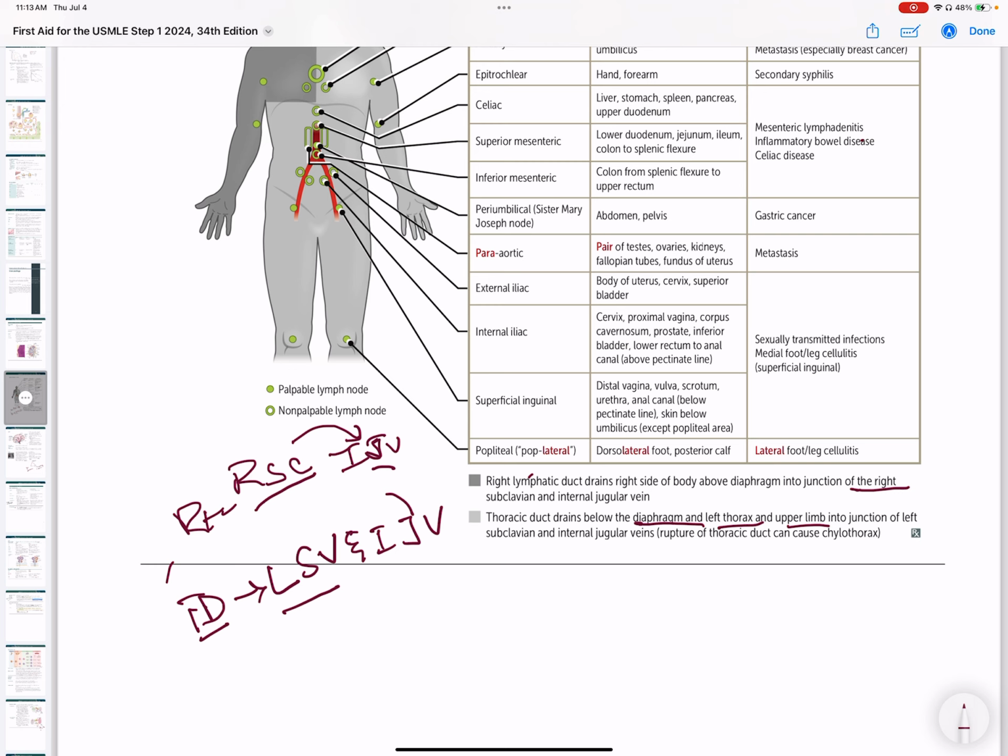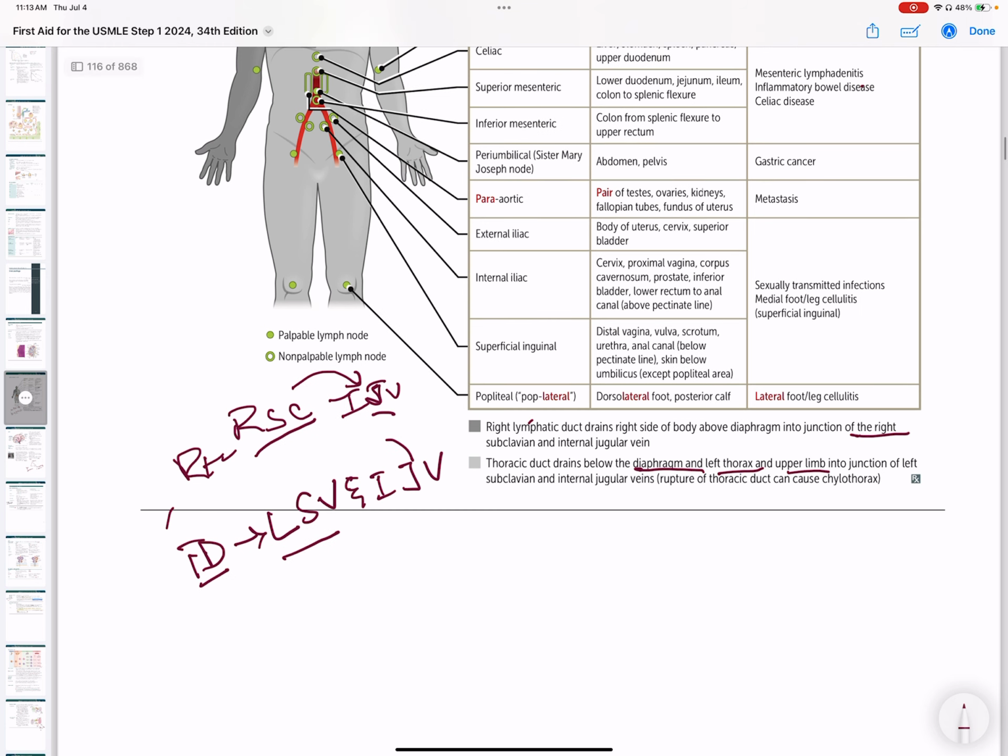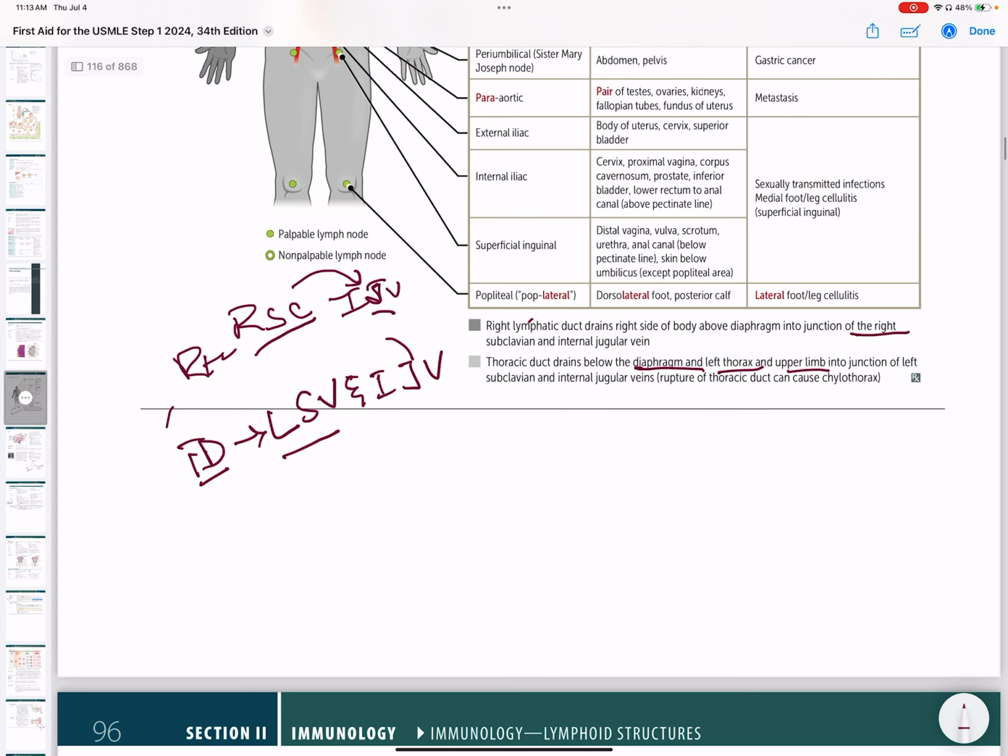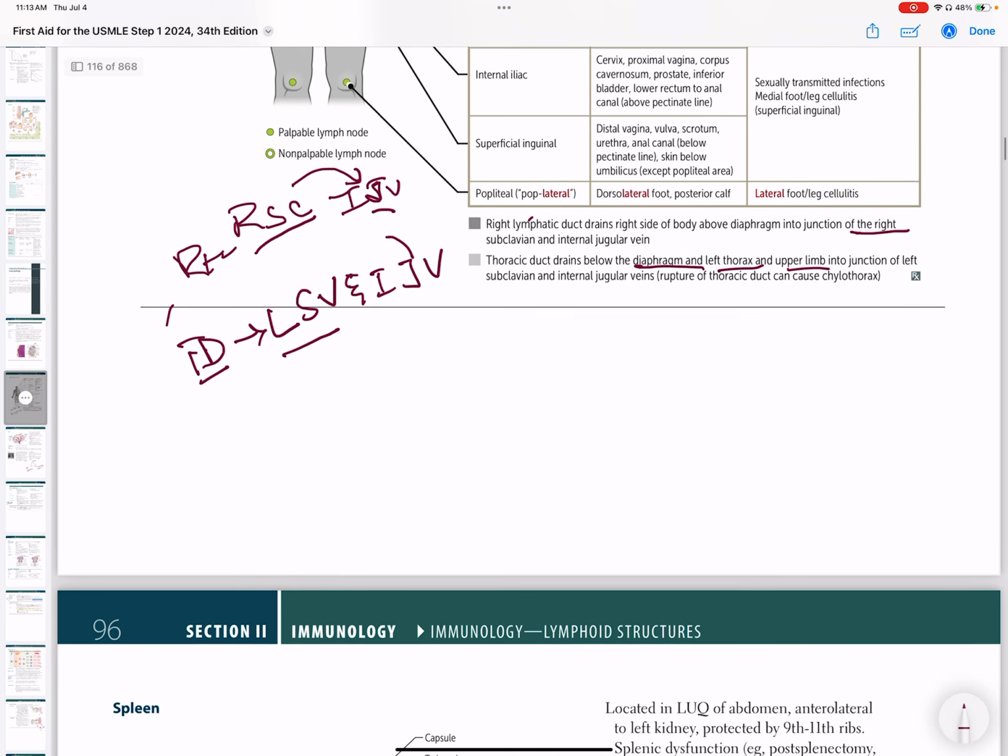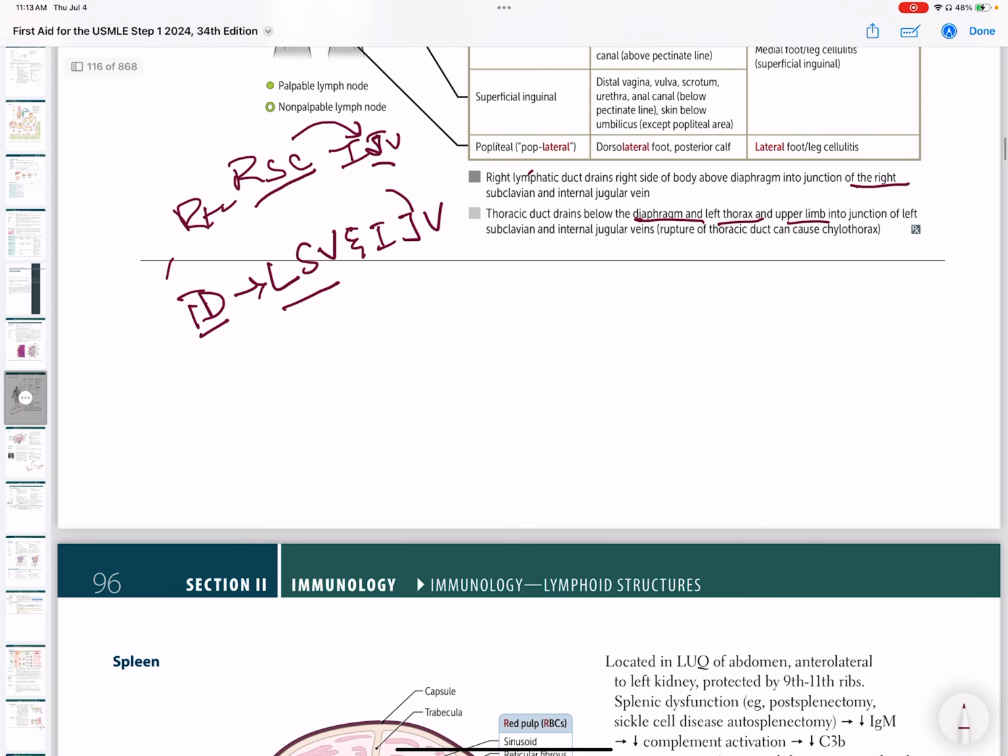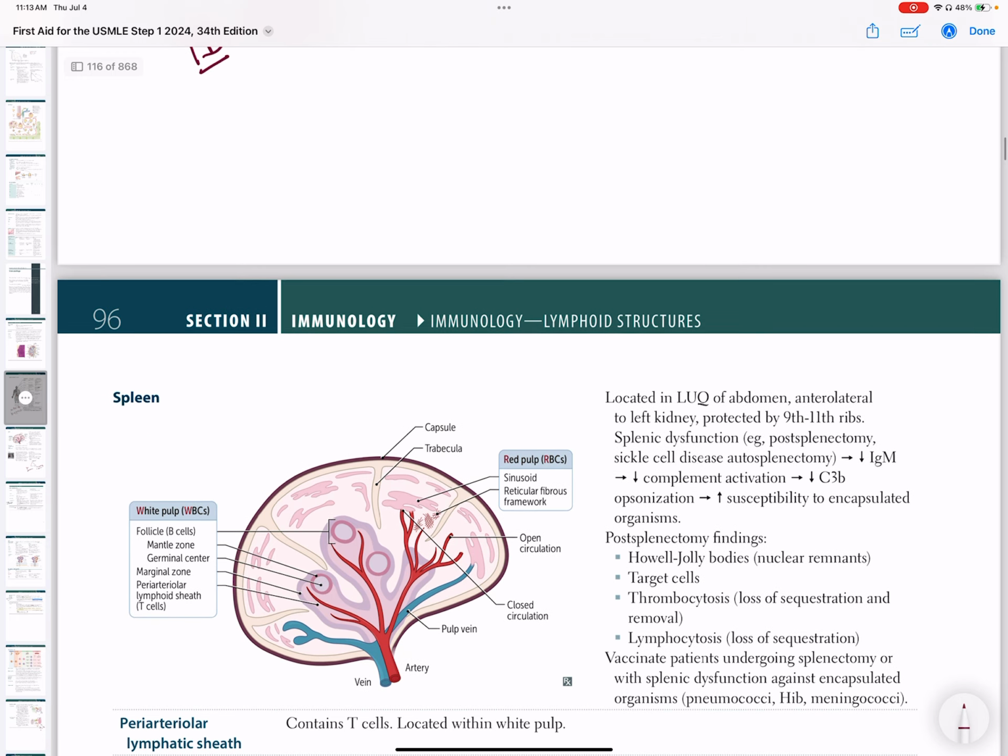Right lymphatic duct drains the right side of the body above the diaphragm into the junction of the right subclavian and internal jugular vein. Thoracic duct drains below the diaphragm and the left thorax and upper limb into the junction of the left subclavian and internal jugular veins. Rupture of the thoracic duct can cause chylothorax.